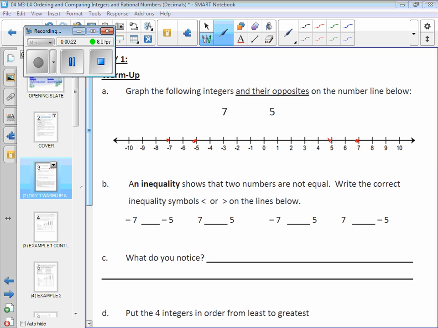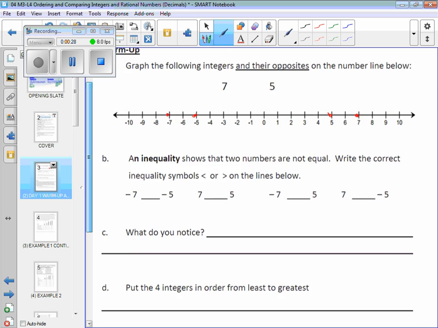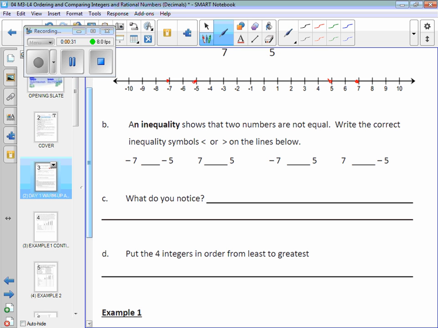Okay, inequality symbols. That's the alligator jaws, Pac-Man, alligators, I don't know, whatever your fifth grade teacher called it. Out of -7 and -5, which number is greater? Hunter. -5. Correct. Out of 7 and 5, which is greater? John. Good. -7, +5. Hannah. Great. And then the last one.